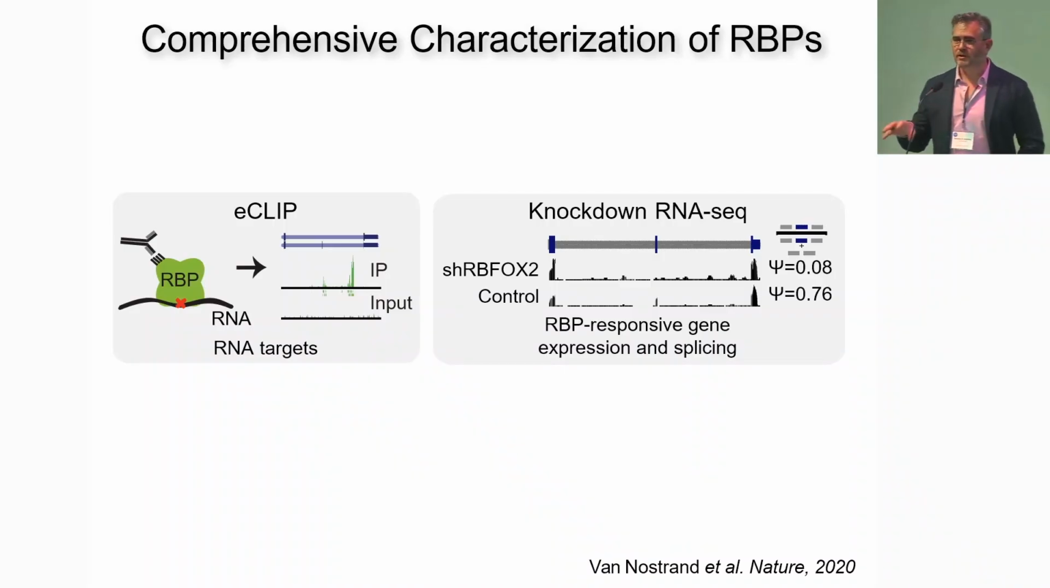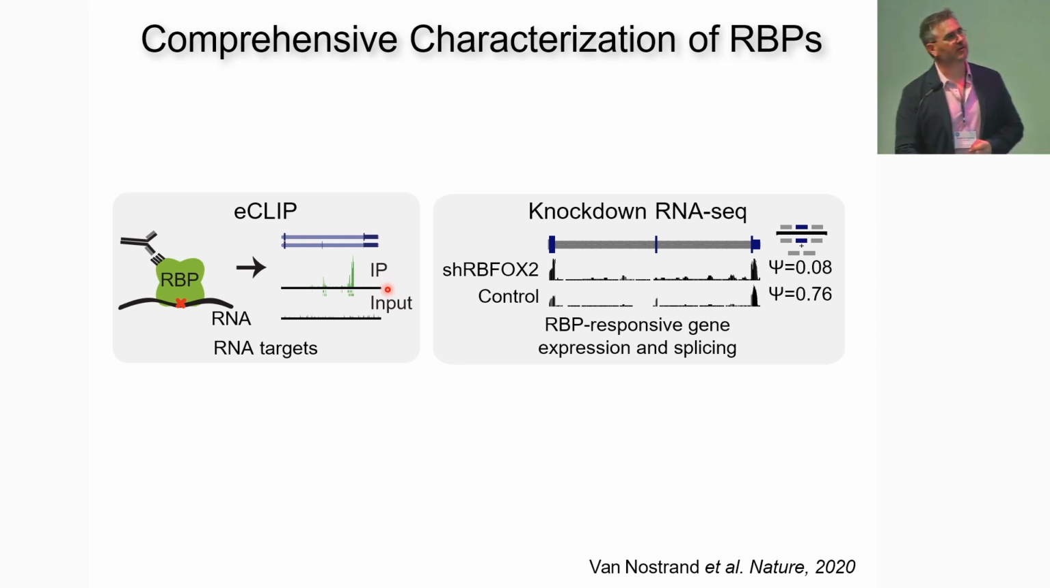So we've been doing a number of different types of experiments, but the two I'd really like to highlight today are an experiment called eCLIP and another one we call knockdown RNA-seq. So eCLIP is an experiment where we cross-link the proteins to RNA in the cells, and you do this by shining ultraviolet light on the cells, which covalently cross-links the protein to the RNA. We then use antibodies that are designed to specifically recognize the RNA binding protein of interest. We pull these down and then sequence the bound RNAs.